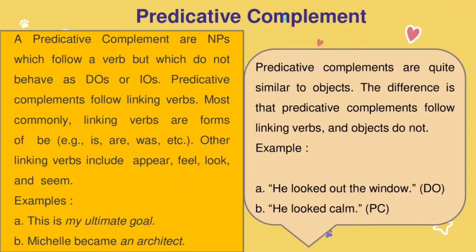Contohnya dalam kalimat this is my ultimate goal. My ultimate goal di sini sebagai predicative complement karena mengikuti linking verb.